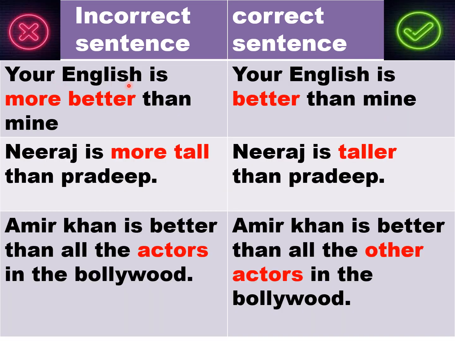Your English is more better than mine. Neeraj is more tall than Pradeep. We must not use double comparative. Instead of more better and more tall, we must use better and taller. Your English is better than mine and Neeraj is taller than Pradeep. See this example. Amir Khan is better than all the actors in the Bollywood. Amir Khan is better than all the other actors in the Bollywood. We must use all the other actors.